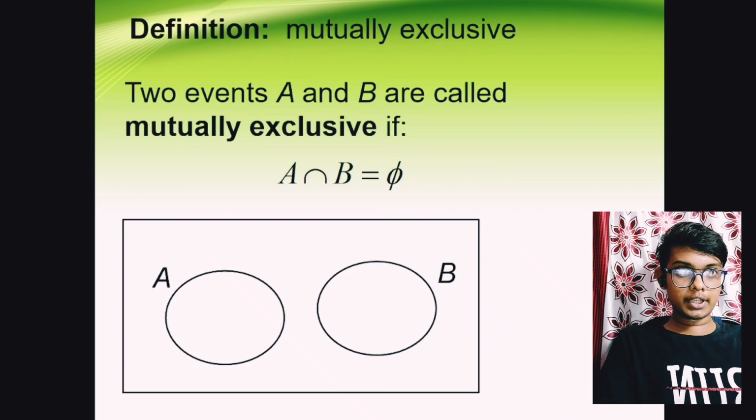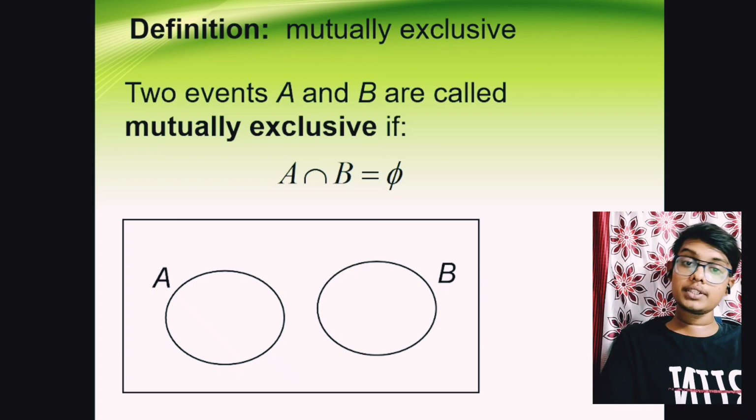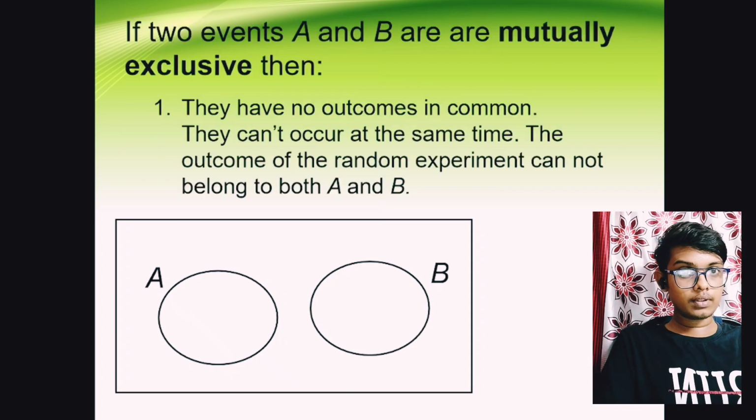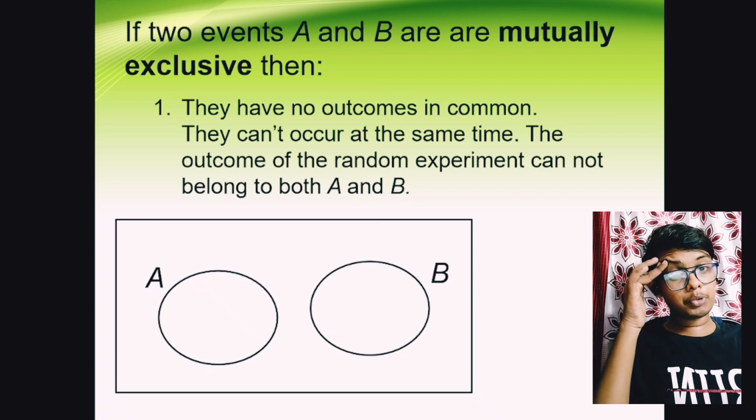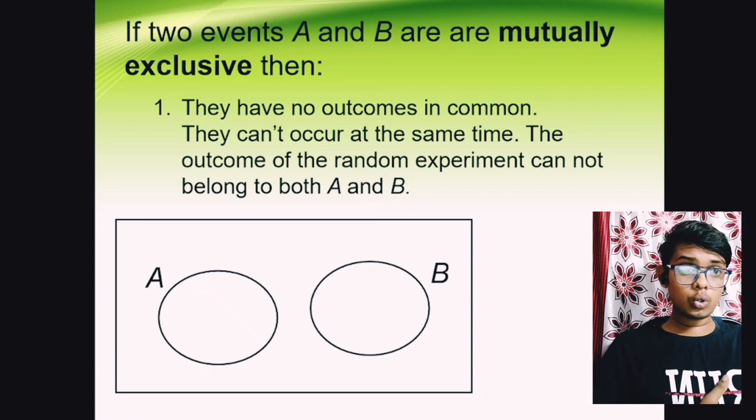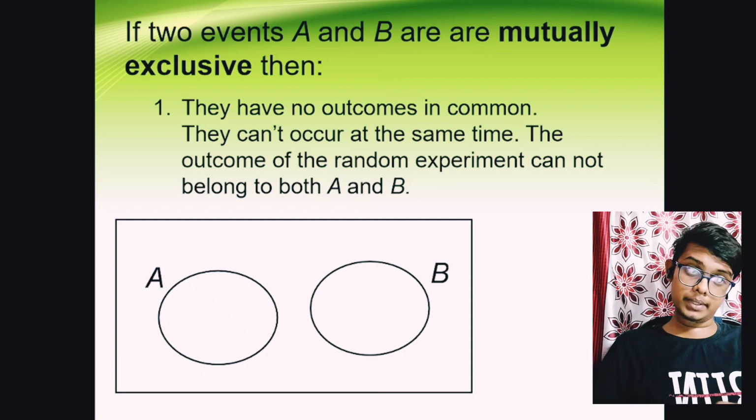And here is a particular definition I want to mention: mutually exclusive. 2 events are called mutually exclusive if A intersection B is equal to phi, which means there are no common elements between event A and event B. Then these 2 sets are called mutually exclusive. See, some conditions are mentioned here. If 2 events are mutually exclusive, then they have no outcomes in common, they can't occur at the same time. The outcome of the random experiment cannot belong to both A and B.